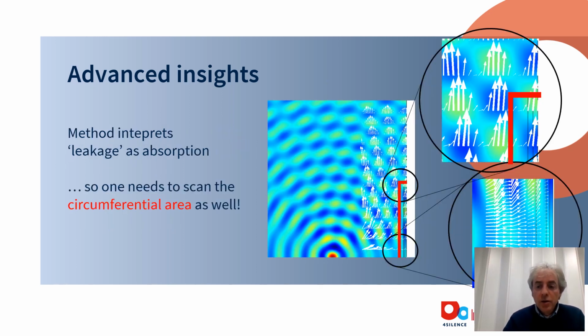So what actually is going on here is that the method interprets any leakage of energy as absorption. And when you look closely at this energy flow close to a non-absorbing absorber, then actually what's going on is that you see a lot of intensity, a lot of energy starting to flow parallel to the non-absorber. So a lot of energy is being lost there. So the solution is then apparent, because then you have to scan or close the gap to capture that energy loss as well.